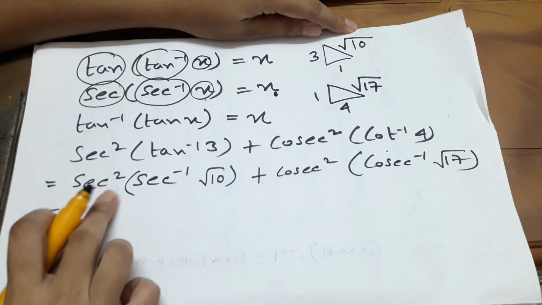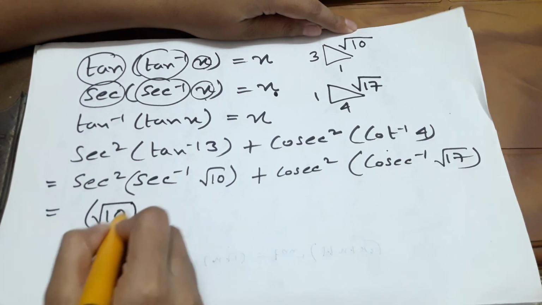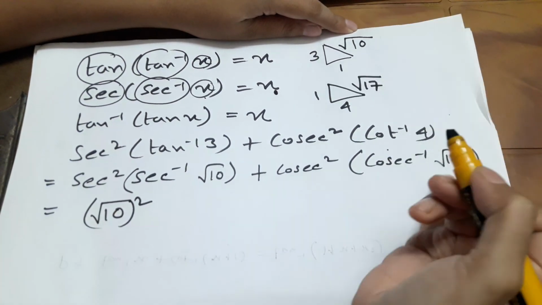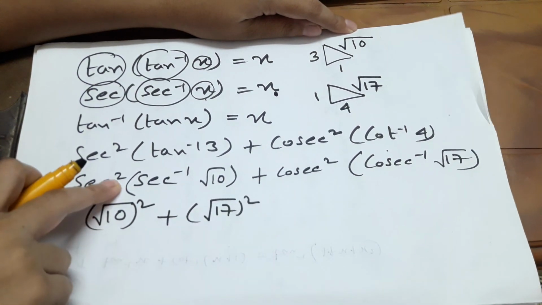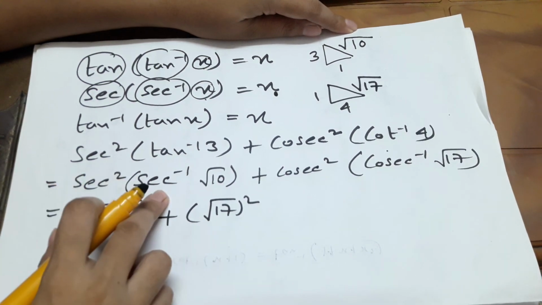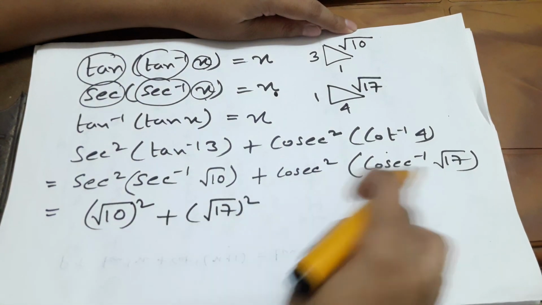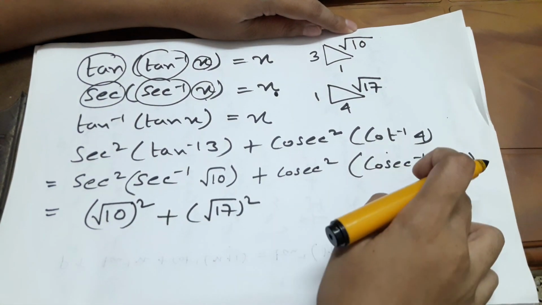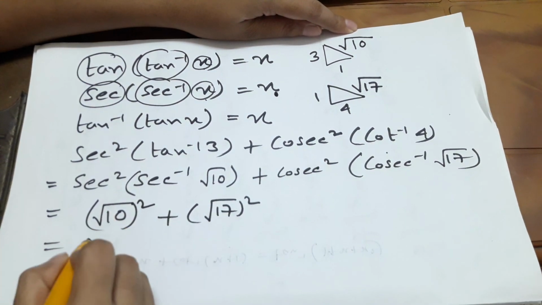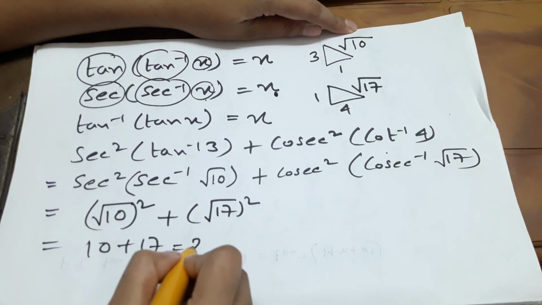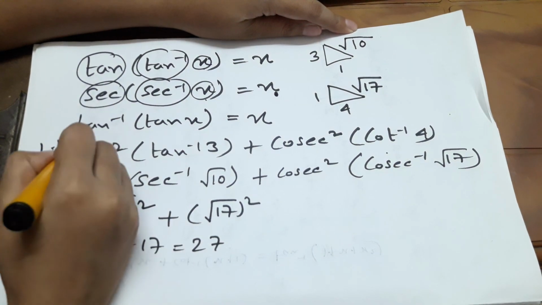Now notice one thing properly. Here it is square, so I have to write root 10 whole square, and here also I will write root 17 whole square. Since this is square, just like sec square x means sec x whole square, so root 10 whole square. Here also cosec square of cosec inverse root 17, so root 17 whole square. It will be 10 plus 17, that is 27. Here you will write RHS, proved.